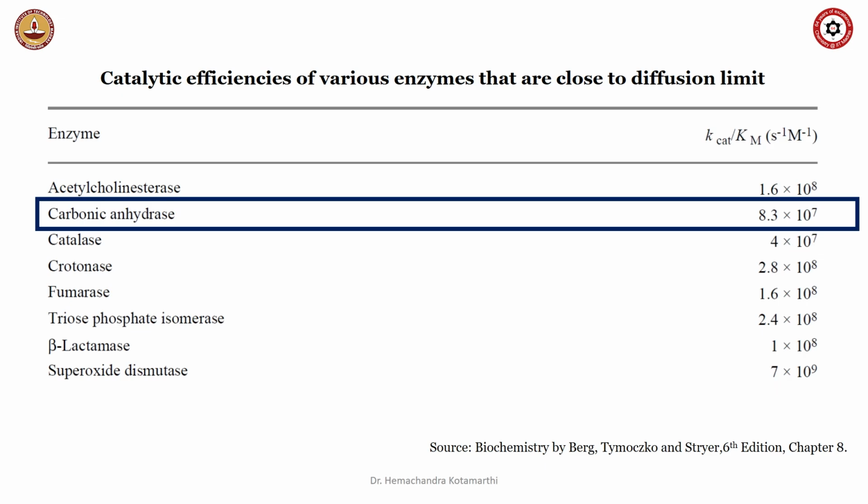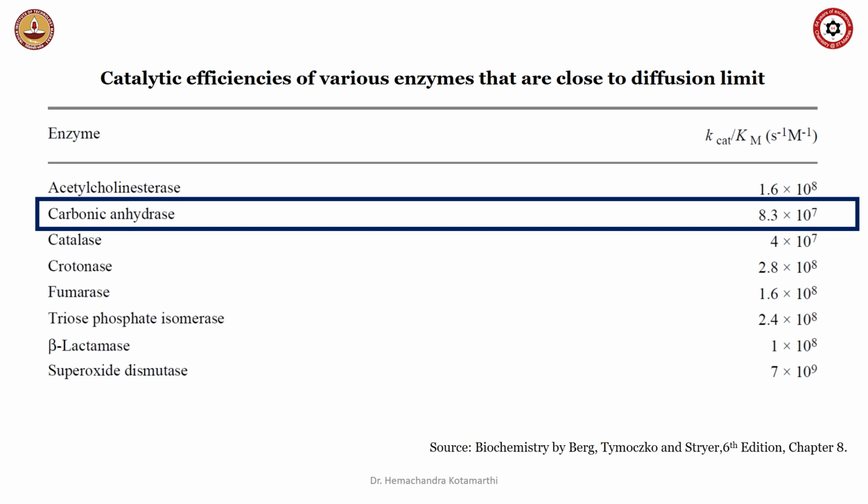Crotonase. Crotonase is highly efficient because it has a catalytic efficiency of 2.8 into 10 power 8. So we are not talking about Vmax or Km or anything. Everything is taken care of in catalytic efficiency, which is Kcat by Km. Carbonic anhydrase has 8.3 into 10 to the power of 7. Oh, sorry, there is superoxide dismutase also, which is 7 into 10 power 9. Superoxide dismutase is also a very, very important enzyme in your body. It has a very high catalytic efficiency. That means it has a very low Km and very high Vmax.